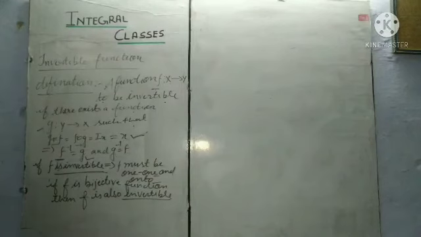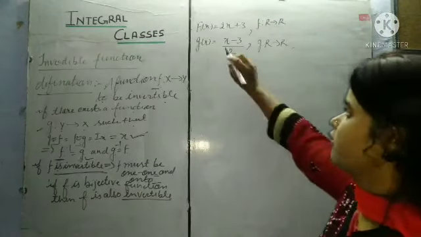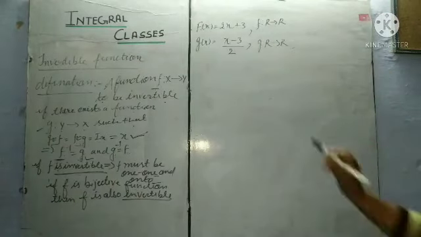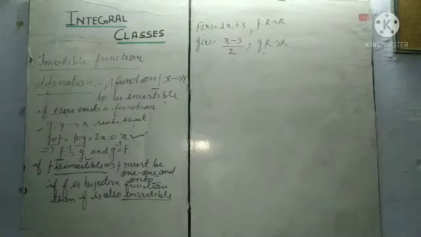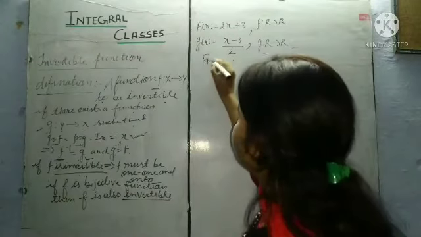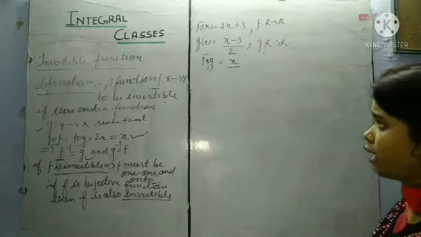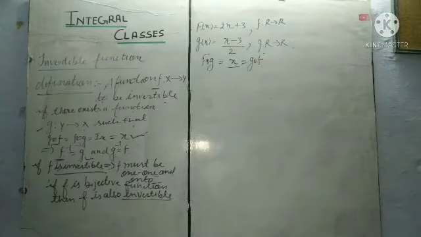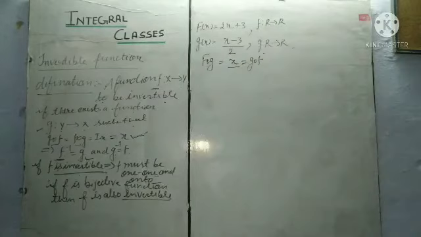I will explain it by an example. Now we are given two functions f(x) and g(x). f(x) is 2x plus 3, defined from R to R, and g(x) is (x minus 3) by 2, defined from R to R. Now if we find f o g, then we will get the value of f o g as x, and g o f is also x, then we will say that f and g are inverse functions of each other. It means these two functions are invertible.